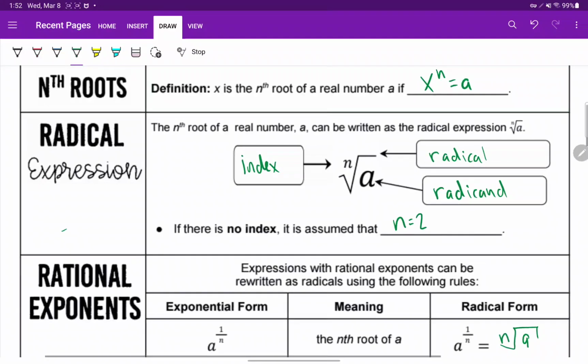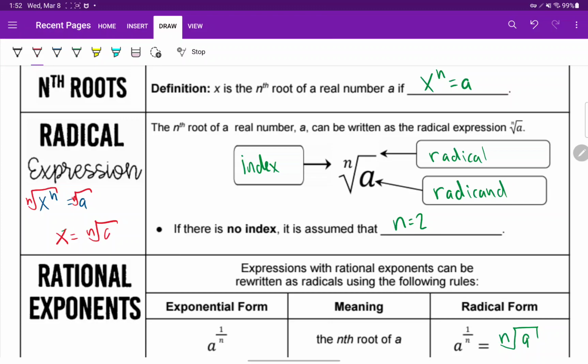Now the way they came up with that expression was they took x to the n equals a. To get rid of that power of n, you take the nth root on both sides. And when you take the nth root, you see that x is equal to the nth root of a, which is this expression right here in the middle.